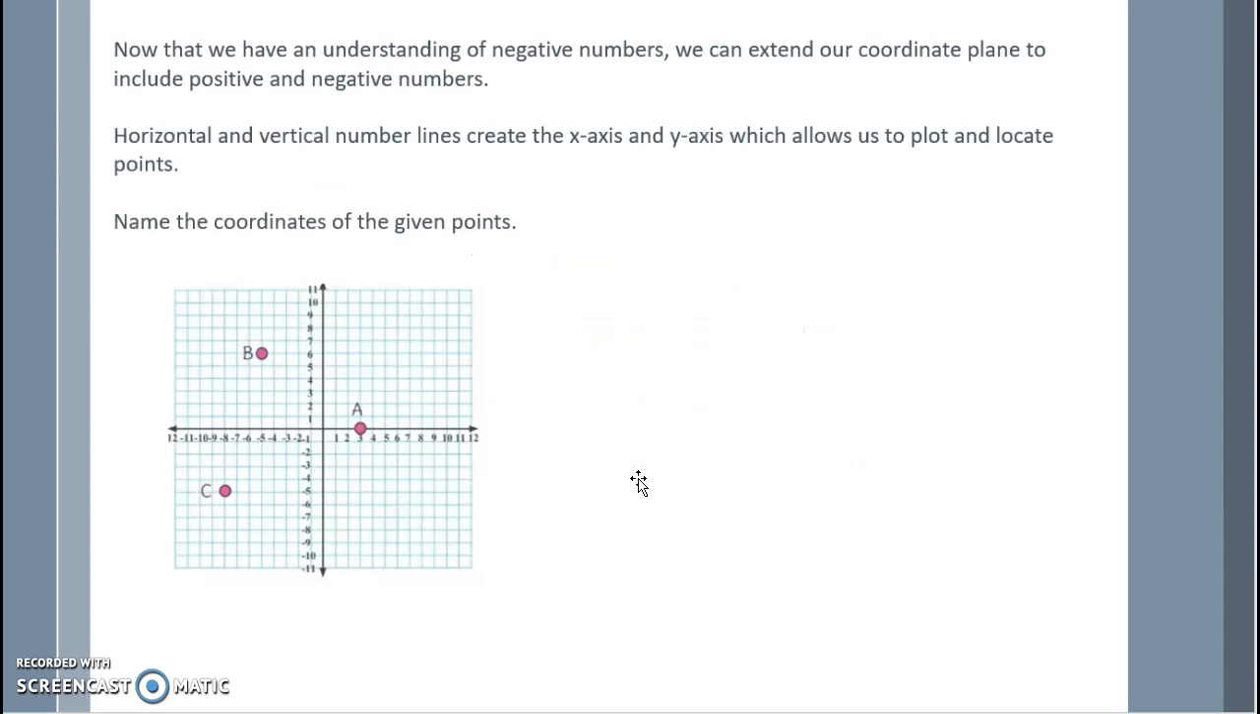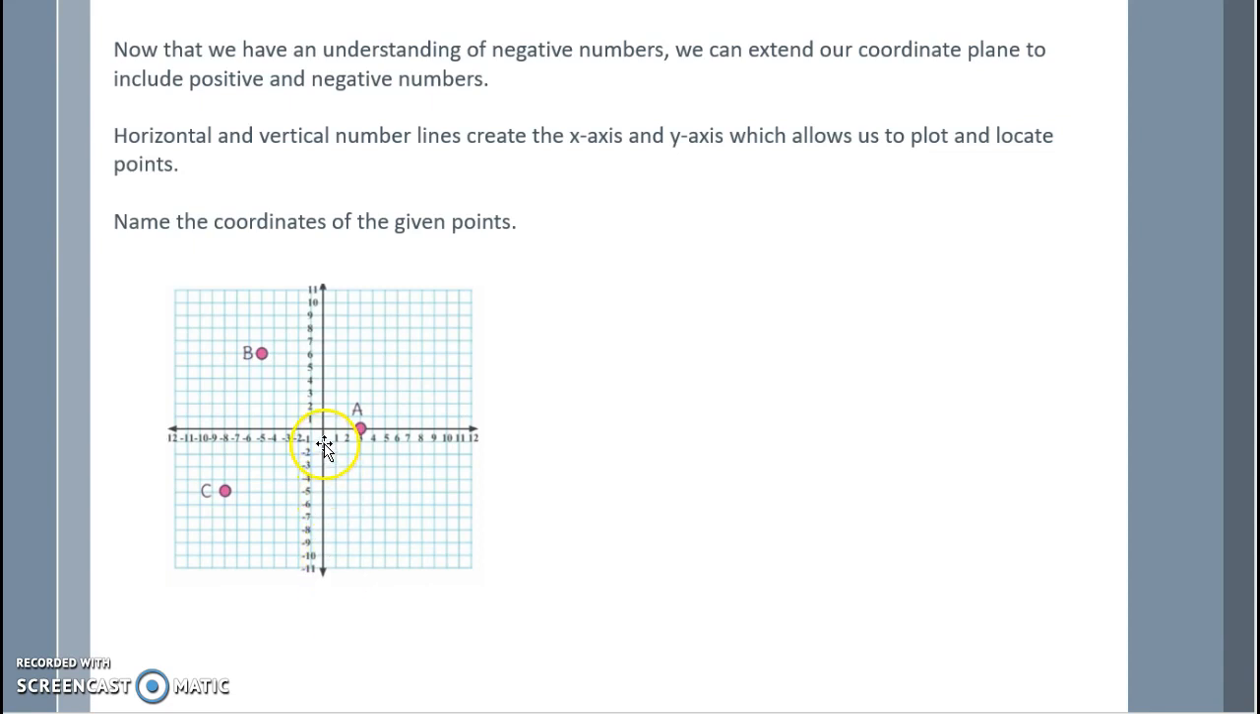Now that we have an understanding of negative numbers, we can extend our coordinate plane to include positive and negative numbers. Horizontal and vertical number lines create the x-axis, which runs horizontal, and the y-axis, which runs vertical, which allows us to plot and locate points. Name the coordinates of the given points.